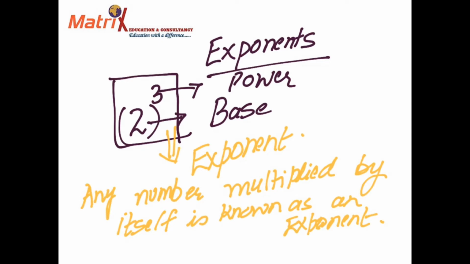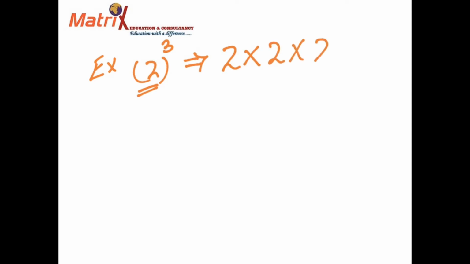So now let's see how we simplify this given expression. I am taking the same example, 2 raised to the power of 3, which means the base, which is 2, will be multiplied by itself 3 times. So I write 2 times 2 times 2 and we simplify, we get 8. So the answer here is 8.